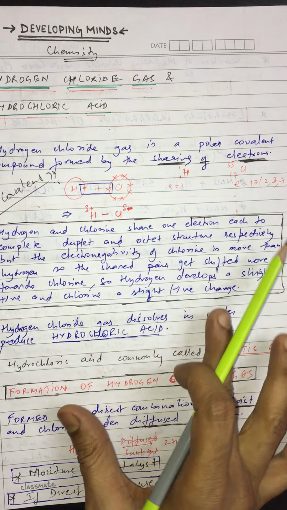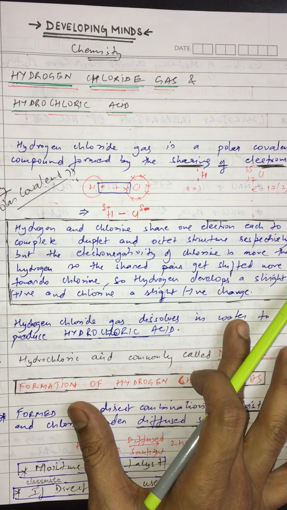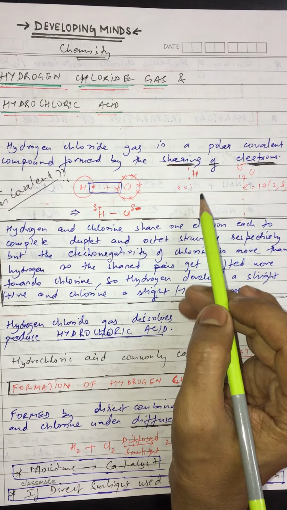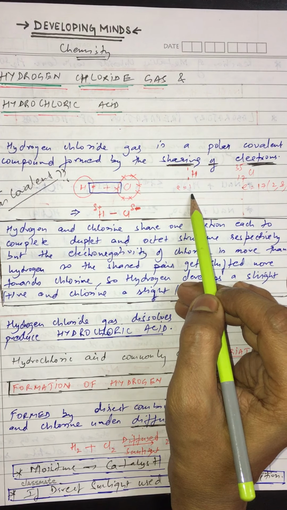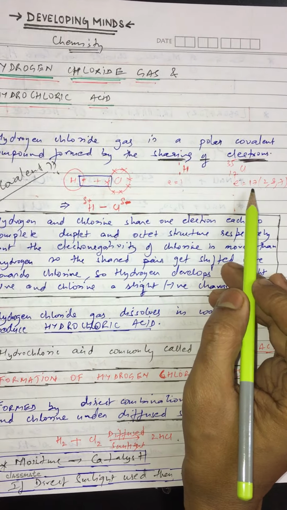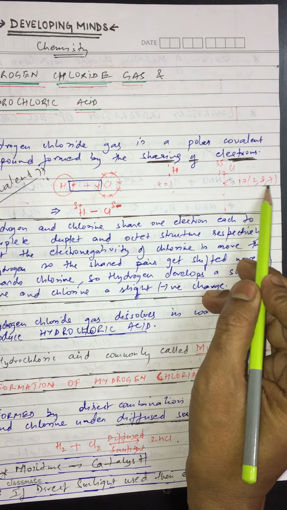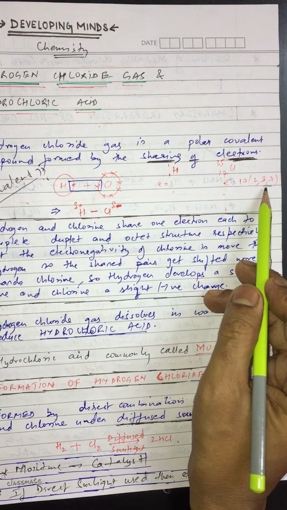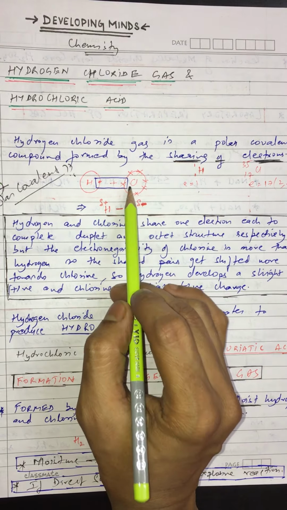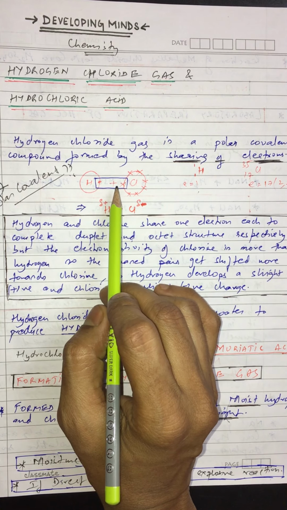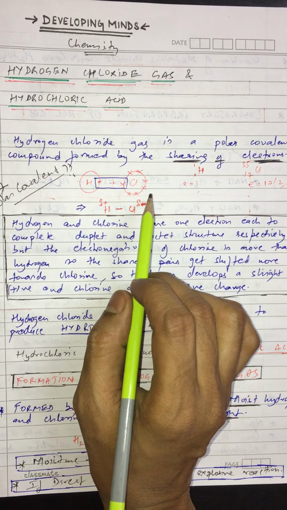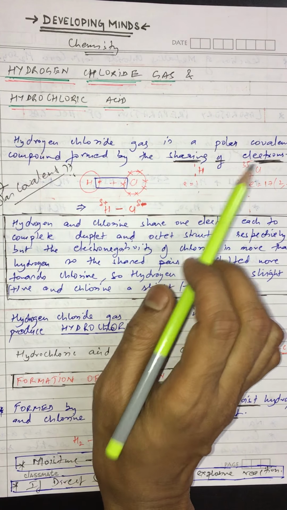Now what do you mean by a polar covalent compound? It is a compound that is formed by the sharing of electrons. As in hydrogen, it has one electron in the outermost shell. In the same way, chlorine has 17 electrons, so it has 7 electrons in the outermost shell. See, 2, 8, 7 is the electronic configuration. Now what happens? Hydrogen and chlorine share 1 electron each, and thereby the compound hydrogen chloride is formed. So this is a covalent compound.